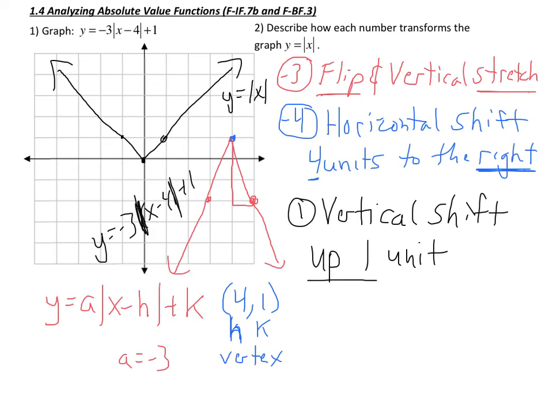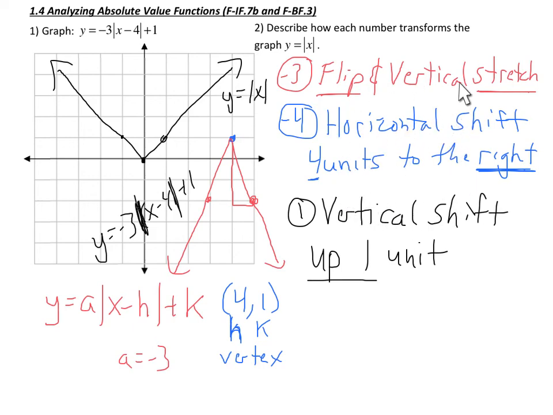So this is how it should look. You should have the graph. You don't have to put the graph on the benchmark; I just put it so you can see it. Don't worry about it. But you put each number and you describe what it's doing to the graph. What kind of vertical stretch did it do? Did it flip it or not? What kind of horizontal shift is it? In what direction did it go? And what kind of vertical shift is it? In which direction, up or down, and how far? And that's your description of what happened verbally.